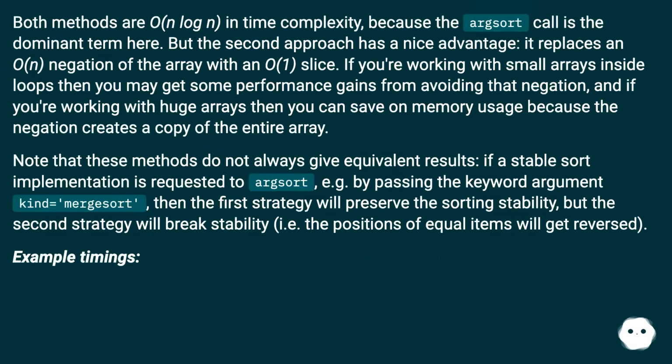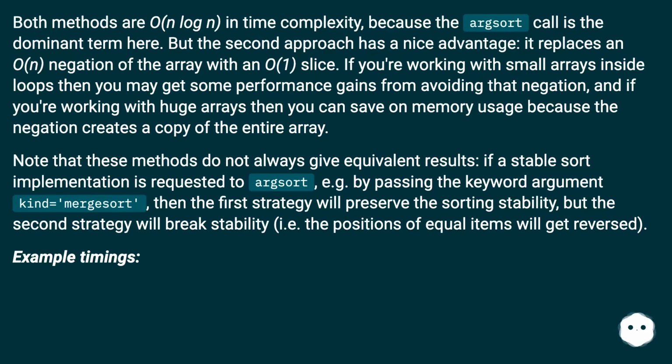Both methods are O(n log n) in time complexity because the argsort call is the dominant term here. But the second approach has a nice advantage. It replaces an O(n) negation of the array with an O(1) slice. If you're working with small arrays inside loops, then you may get some performance gains from avoiding that negation. And if you're working with huge arrays, then you can save on memory usage because the negation creates a copy of the entire array.